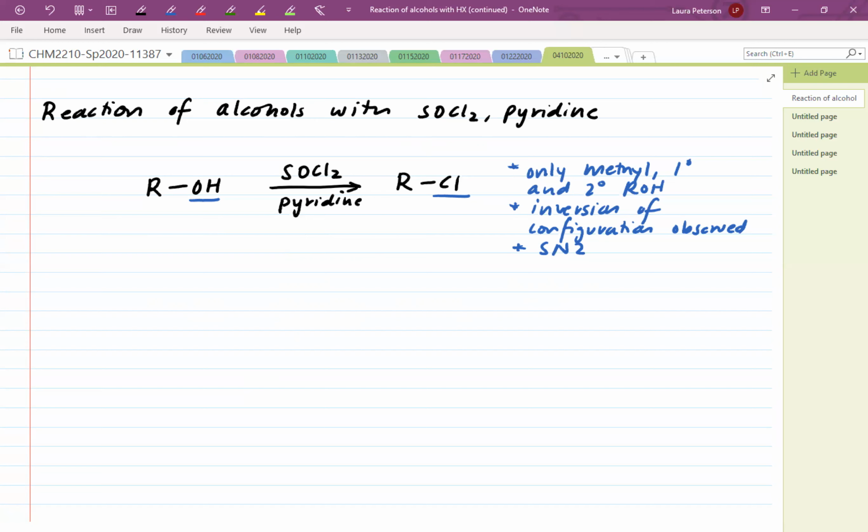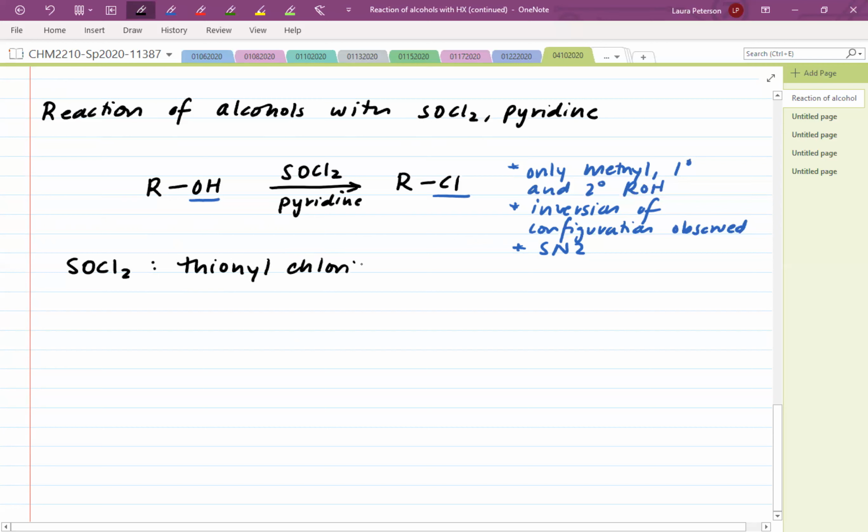Okay, so SOCl2, what is its structure and what's its name? So this is actually a pretty common reagent, and you'll use this reagent not only to convert alcohols to alkyl chlorides, but next semester in Organic 2, you'll use this reagent to convert carboxylic acids to acid chlorides. And so this reagent you'll see again. It's called thionyl. Make sure I write that nicely, thionyl chloride. And then its structure is this.